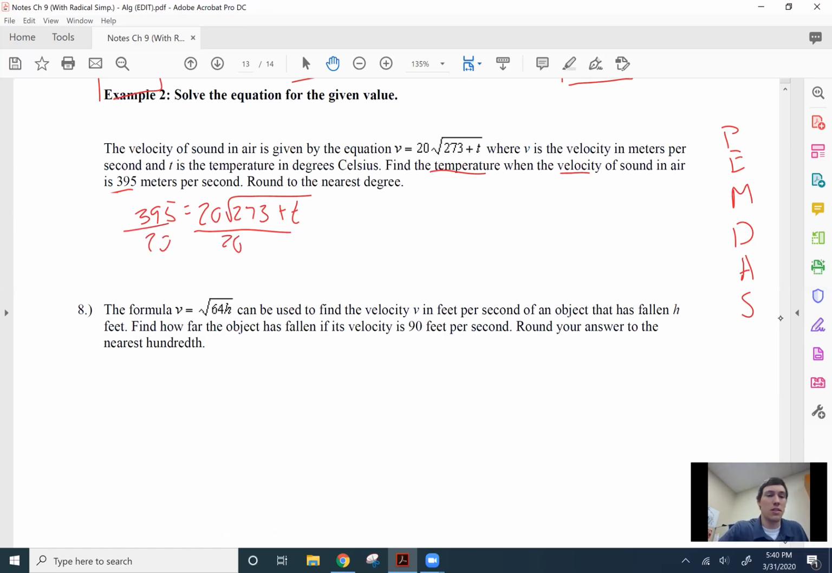So I get 395 divided by 20 is 19.75. That's gone, and I get this. Okay, now I need to still get rid of that square root. The opposite of square rooting is squaring. So I square this. When I square that, I get 390.0625.